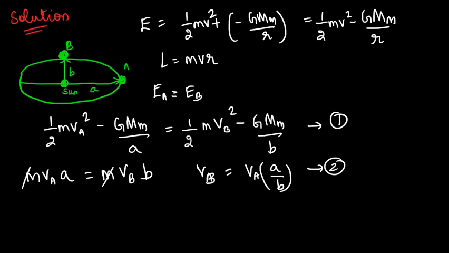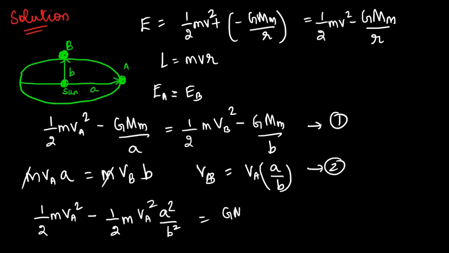So when I do this, I'll be getting half m v_a square, and I'm going to get my kinetic energy terms on the one side and the potential energy terms on the other side. So on doing that, I get minus half m v_a square by b square, which is equal to GMm by a minus GMm by b.